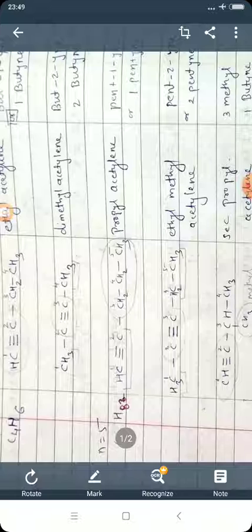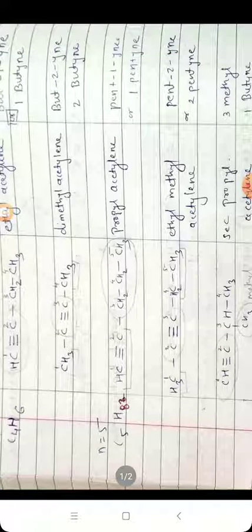5 carbon in a straight chain is called pent. The second carbon possesses the triple bond, that is 2-yne. Total number of carbon in a straight chain is 5, and the second carbon possesses the triple bond, so it is called pent-2-yne or 2-pentyne.